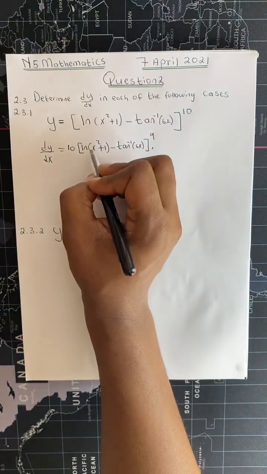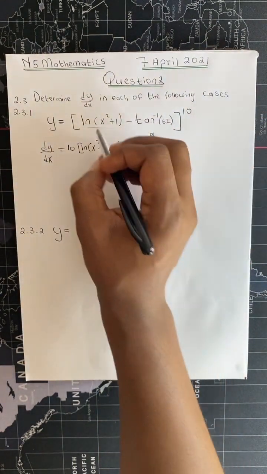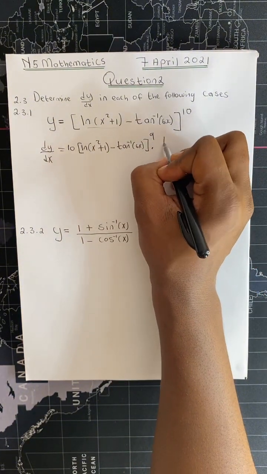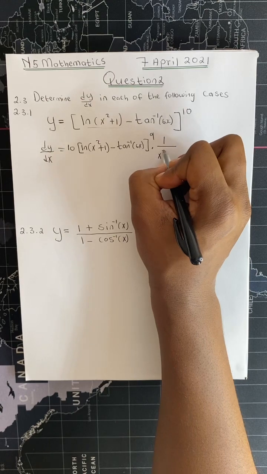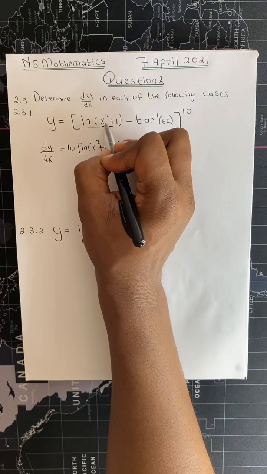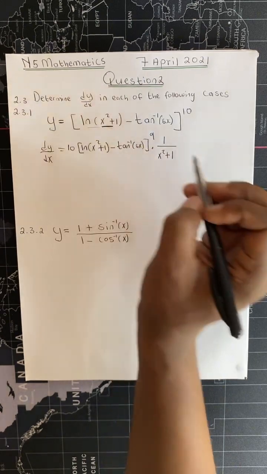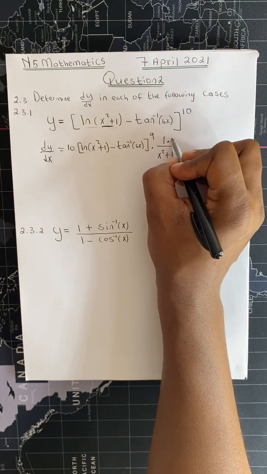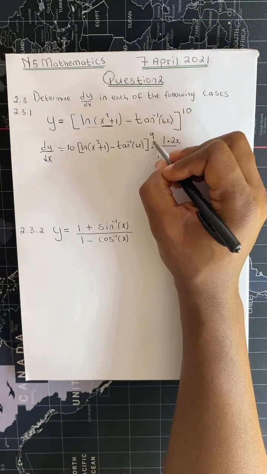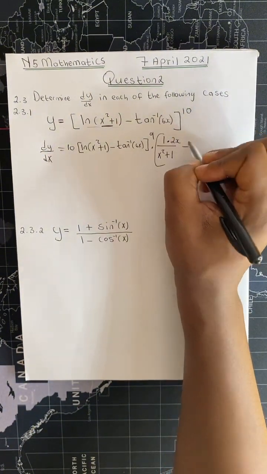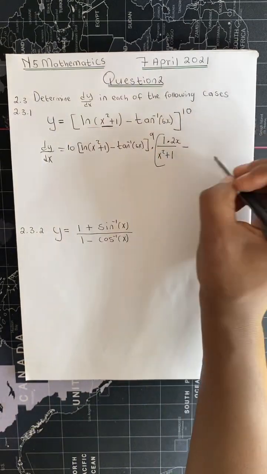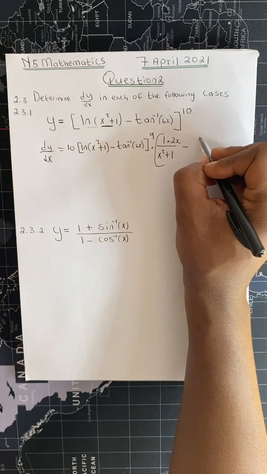So now we differentiate the inner function. So the derivative of ln of x squared plus 1 is equal to 1 over x squared plus 1, but we also have to differentiate the inner function x squared plus 1. So the derivative of x squared is equal to 2x. The derivative of 1 is equal to 0, minus the derivative of arctan of 6x.